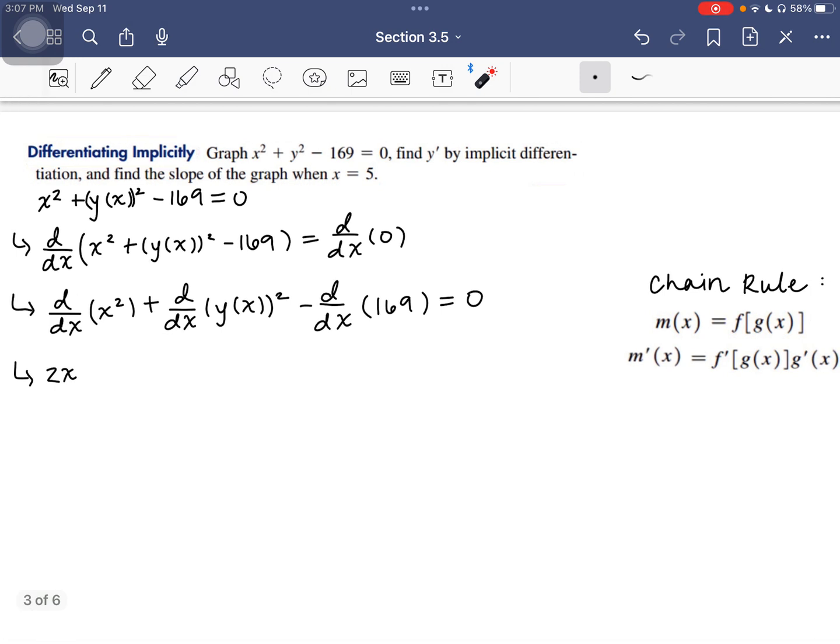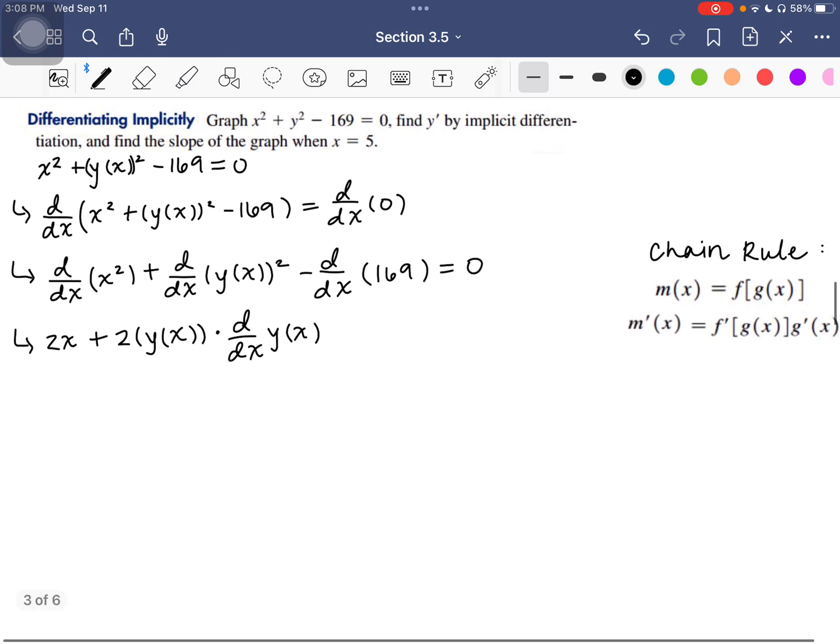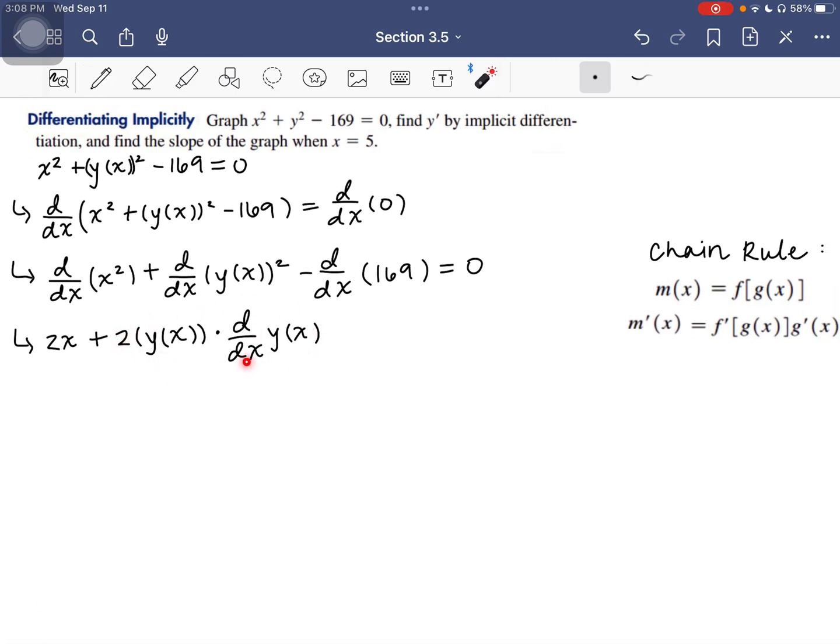So in this case here, we will take the derivative of our outside function. So we just have a power function, a square here. So we know that 2 comes down in front, and this will be evaluated at our inside function, which we know is y of x. And then we need to multiply by the derivative of our inside function. And so we know that's just dy dx. All right, so this is one whole term that we find using the chain rule. And then we know the derivative of 169 is just going to be 0 because it's a constant. And that'll all be equal to 0.